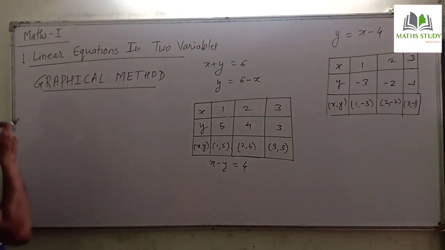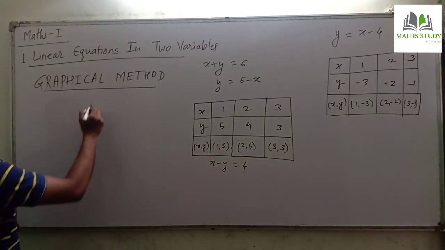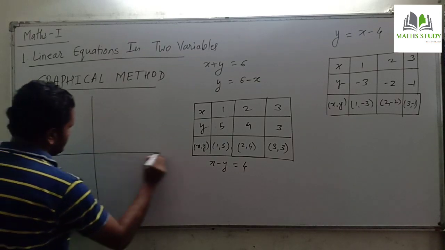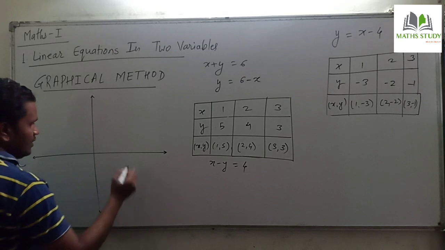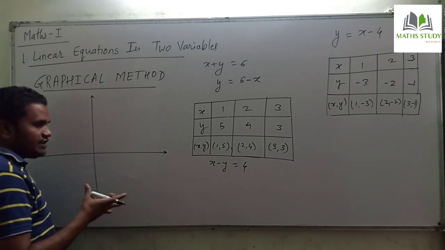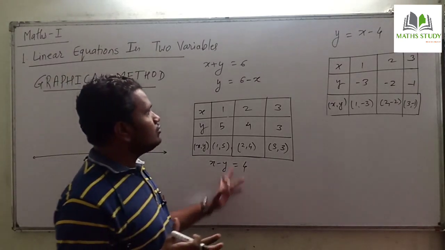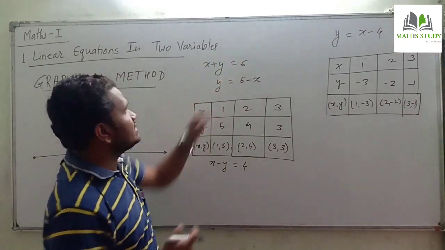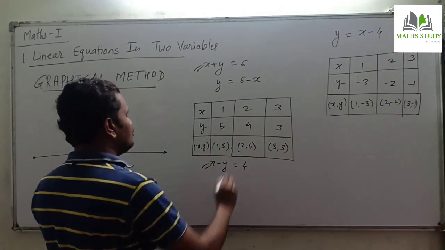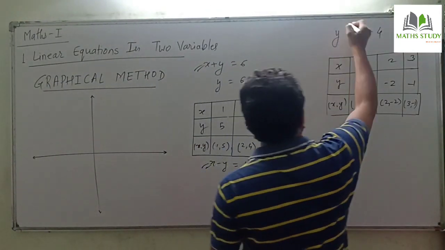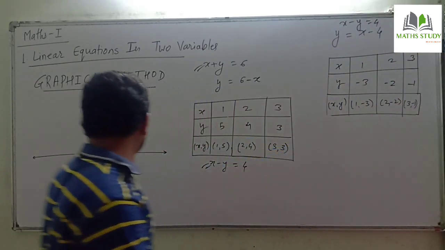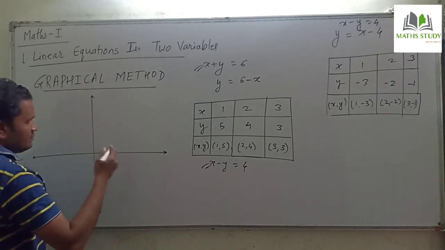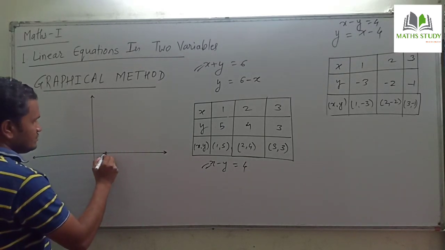This is a completely rough diagram, okay, just to give you an idea how these two lines, this line and this line, will look like. I will write it here, x minus y is equal to 4. Now simply draw some 5 numbers on both the sides.